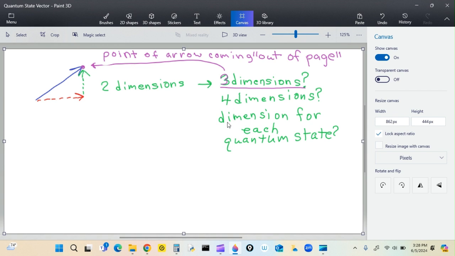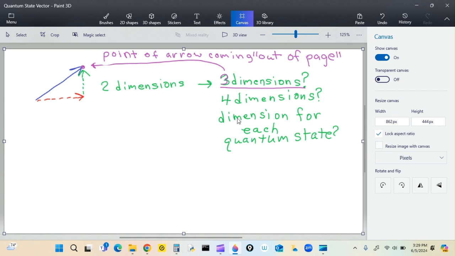Now, what if we have a dimension for each quantum state? And it just happens that there are an infinite number of quantum states, and so there would be an infinite number of orthogonal vectors whose sum total of each quantity of each of those would tell us what the quantum dimension was. And to make things even more fun, some of these vectors are complex, meaning they have a real and an imaginary basis.